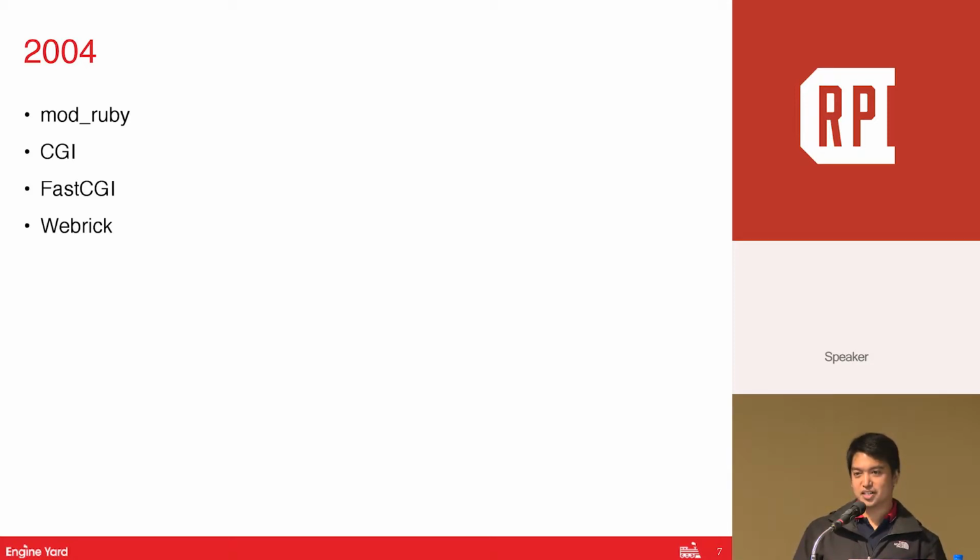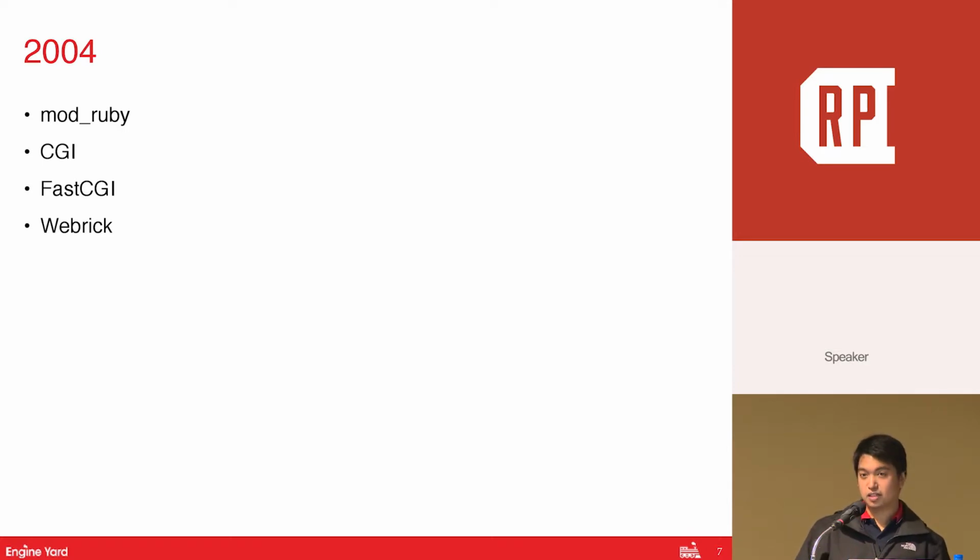If you remember dispatch.cgi back in previous versions of Rails, this is what that's for: CGI. FastCGI is an improvement to CGI, wherein the process remains running, so there is no overhead. You won't have to start your application on every request. And in fact, this was the most viable option back in 2004.